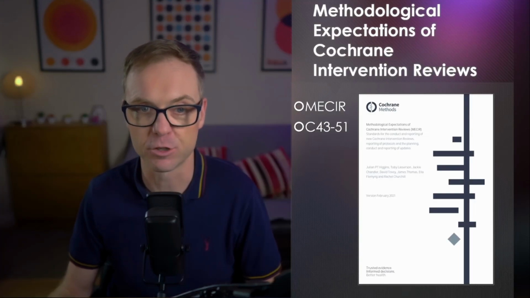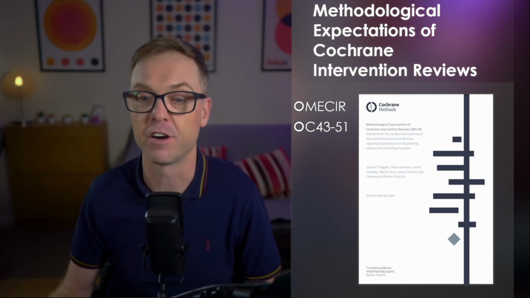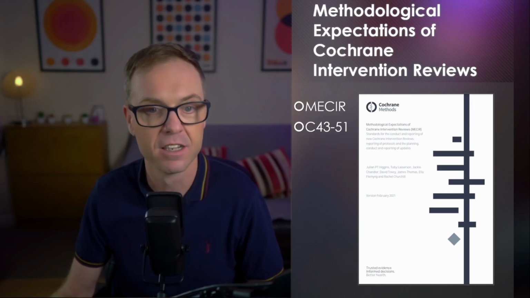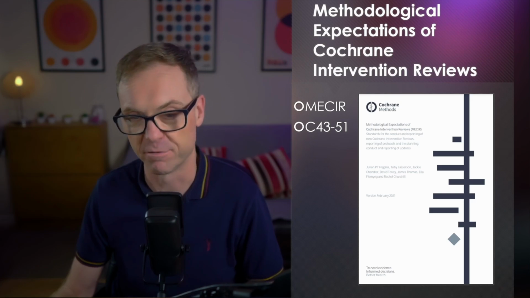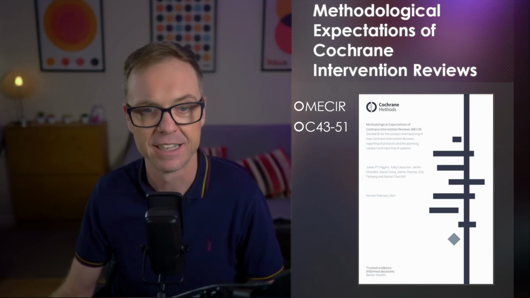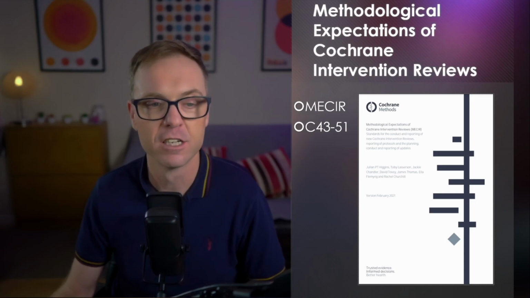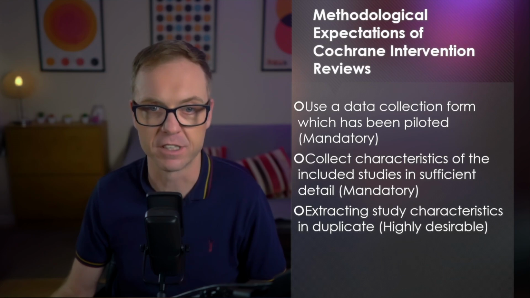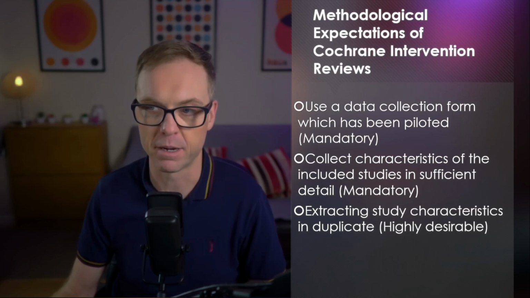And in section 1.7 under collecting data for included studies, we have items C43 to C51, which gives guidance on data collection. Later sections such as C52 to C60 cover risk of bias, so we'll come back to that next week. And section R1 to R109 covers reporting, so we'll be back to that the week after. So under section C43, using data collection forms, it's mandatory to use a data collection form that has been piloted.